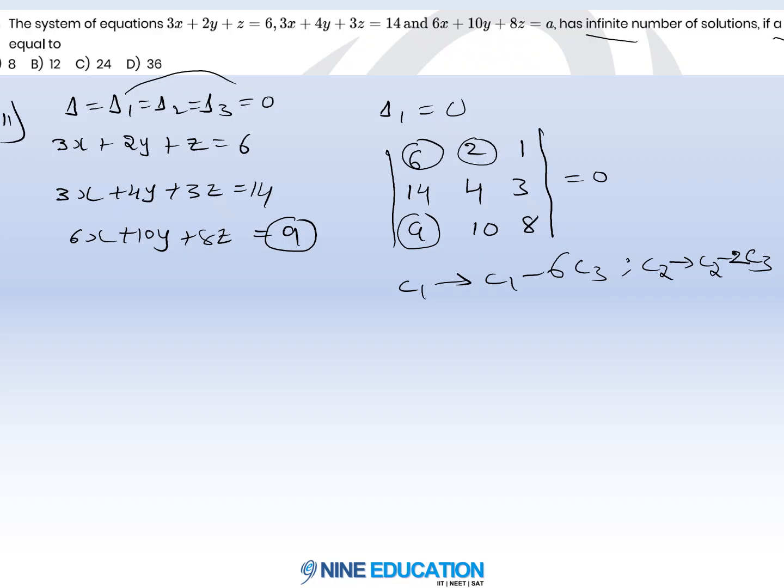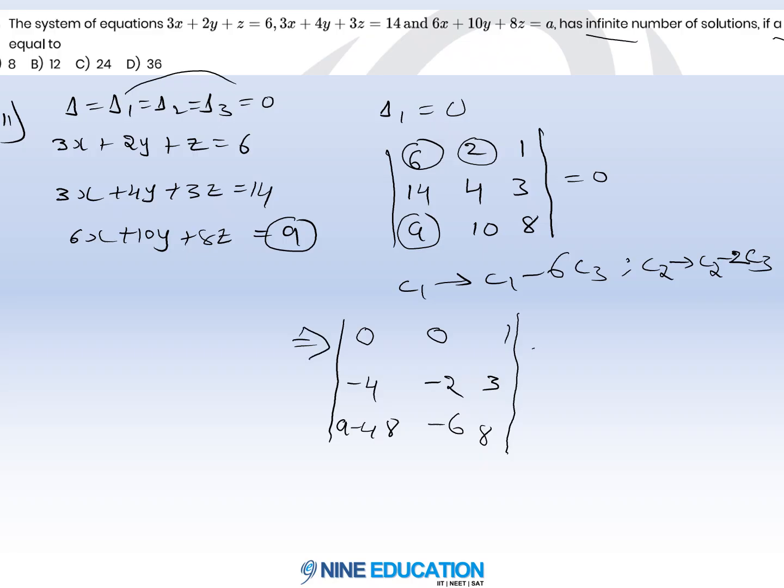Okay. So by applying these two column operations, column one elements will become C1 minus 6 times C3. So 6 minus 6, 0. In the same way here, 2 minus 2, 0. Column 3 elements remain as they are, 1, 3, and 8. Here you'll get 14 minus 18, which is minus 4. Next, A minus 48 here. In the same way here, minus 2, and we'll get minus 6.